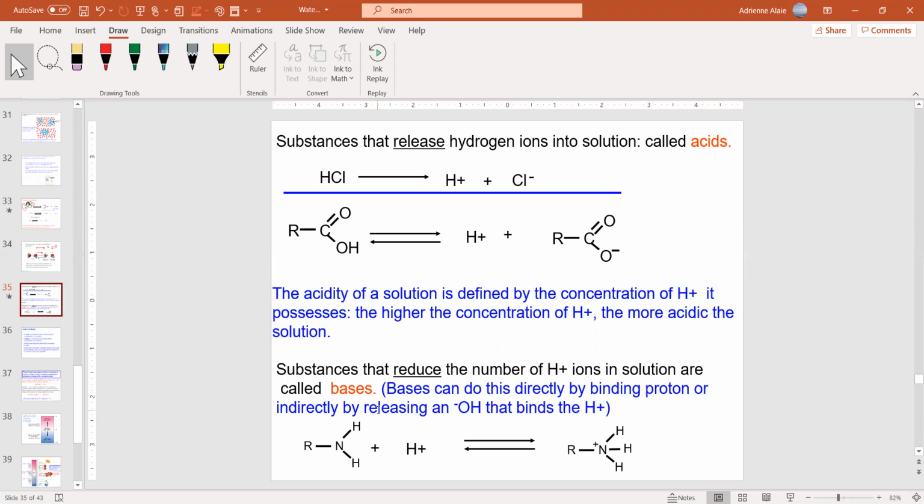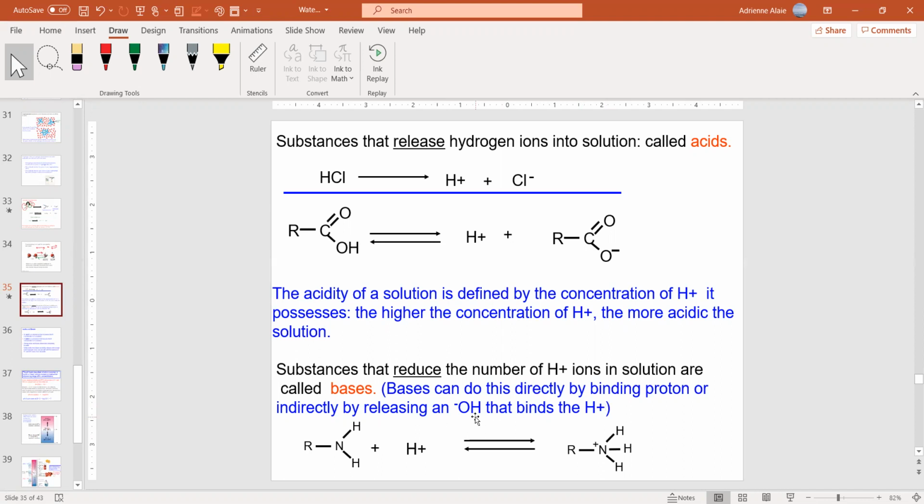Bases are substances that actually lower the concentration of proton ions in solution. So they reduce the number of protons, or H plus ions, in solution. They can do it directly, by the base picking up the proton itself. So here's ammonia picking up a proton, making an ammonium ion here. Or, and I'll show you another example, they can reduce the concentration of the proton indirectly. That could be because they release an OH minus, and that OH minus binds the H plus, making water. I'm sure you can see that now.